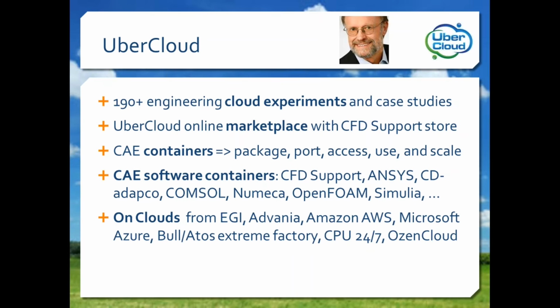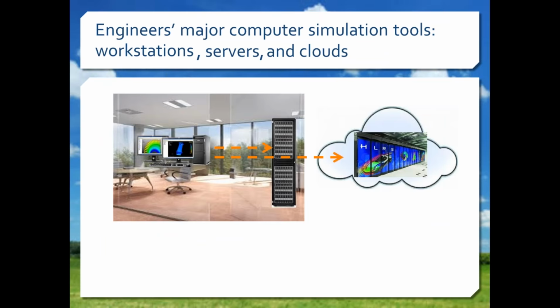Some examples are Advania in Iceland, Amazon's AWS, Microsoft's Azure, Bühl, Atos, Extreme Factory, CPU 24/7 in Potsdam here in Germany, and OpenCloud in California, for example. And we have very strong partners which support what we do, and vice versa. We support them, which is Microsoft's Azure Cloud, HPE with their private and public and hybrid cloud strategy, and Intel with their whole software stack in the cloud.